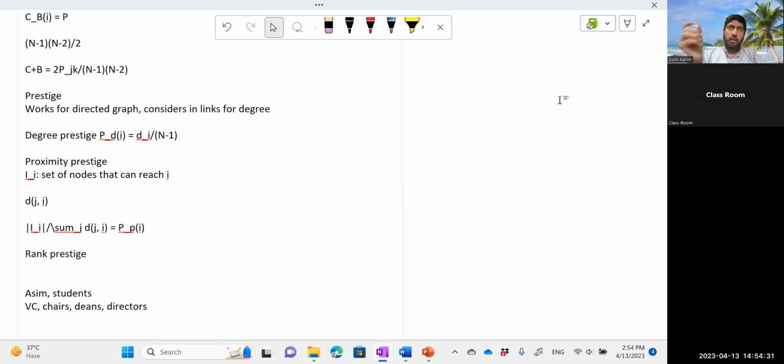So each of those link directly to the VC, and each of those also have a higher prestige. So this would mean that VC would have a much higher prestige as compared to, for example, Asim. Okay? So this is the idea. We are also considering the prestige of those who connect to you, so kind of a recursive relationship. And this is, by the way, the main idea behind the PageRank algorithm, which we'll also discuss briefly.